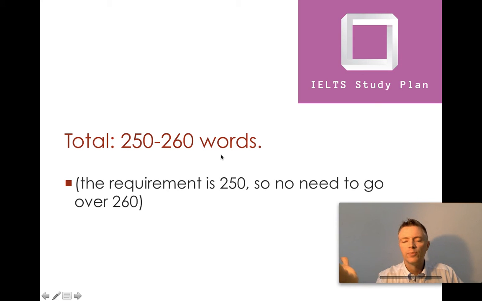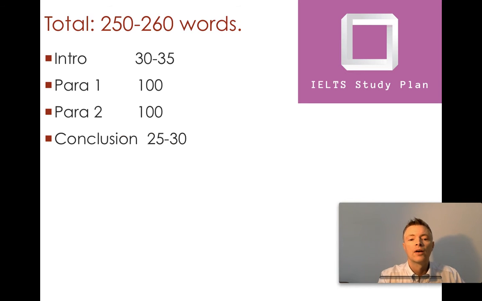Now, there's different things people say online about this, but always go back to the requirements. The requirement is 250, so you don't need to go over 260. Don't go under 250. There's no need to go over 260. If you're a few words over, it's okay, but you don't have to aim for 270 or 280. It's not necessary. Okay, so based on those numbers, we have two main body paragraphs, an intro of 30 to 35 words and a conclusion of 25 to 30.